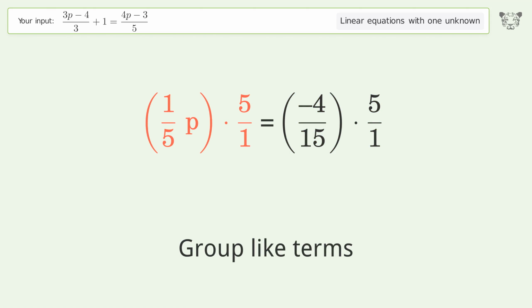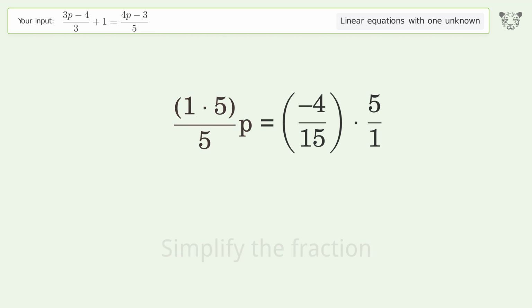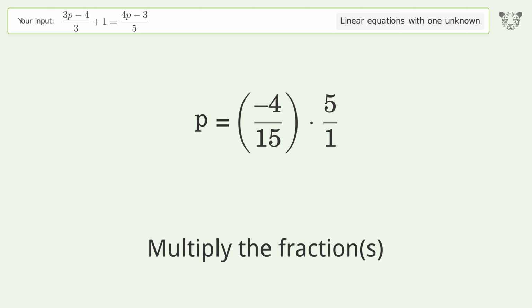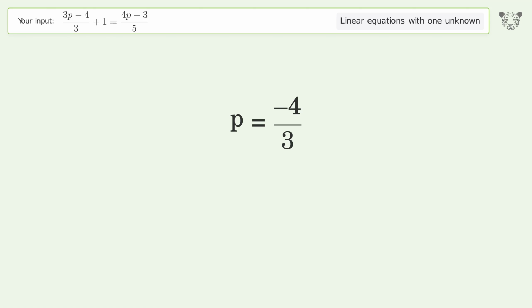Group like terms. Multiply the coefficients. Simplify the fraction. Multiply the fractions. Simplify the arithmetic. And so the final result is p equals -4/3.